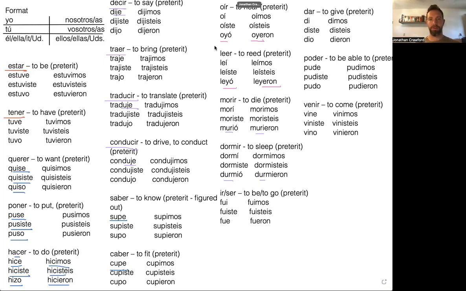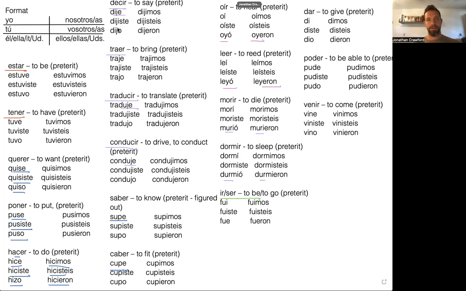All right, and then there's going to be a little exercise that we're going to do here in a little bit. But these ones, ir and ser, are the same. Dar, poder, and venir are all different. And so I don't really categorize these with any of these ones. These ones are like loners. Now there's other ways to categorize these where these actually would go with some of the other ones, but this is the way I like to categorize them.